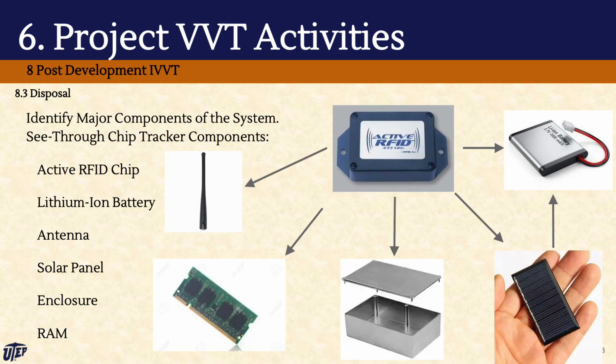So our team identified the major components of the system as the active RFID chip, the lithium-ion battery, the antenna, the solar panel, the enclosure, and the RAM. Each of these components can be separated and then disposed of in a predetermined manner.